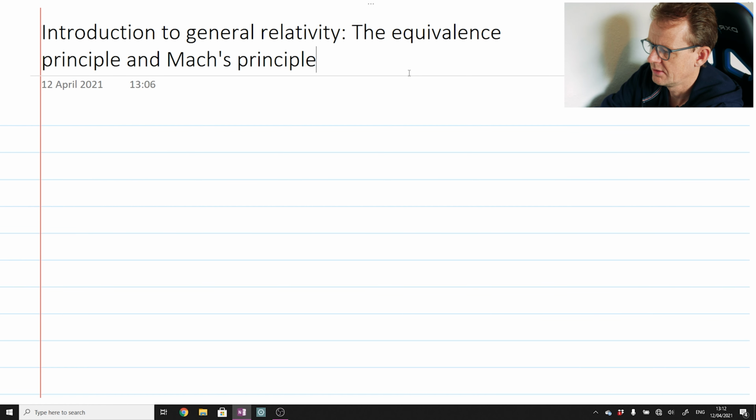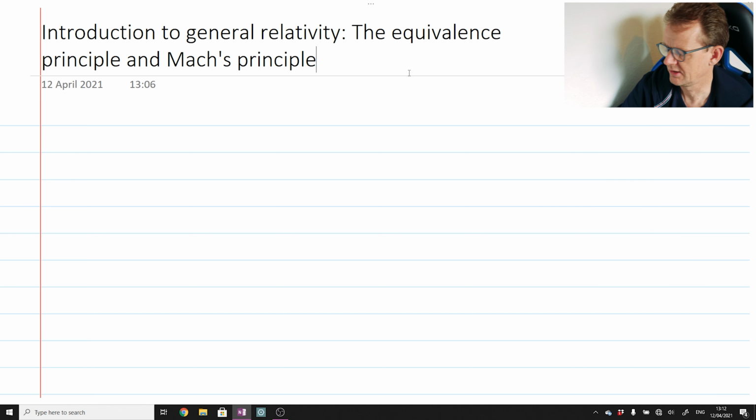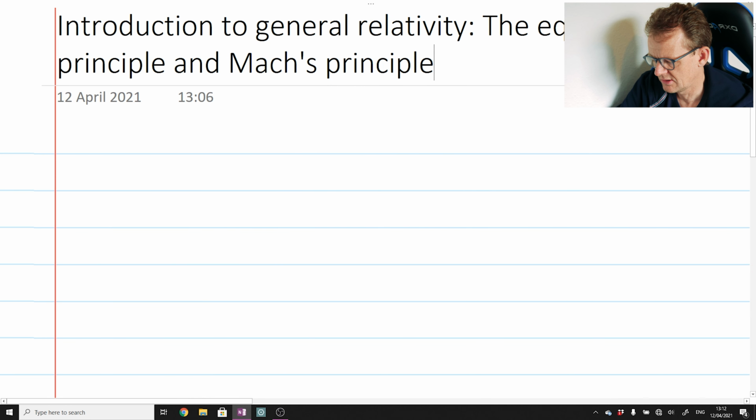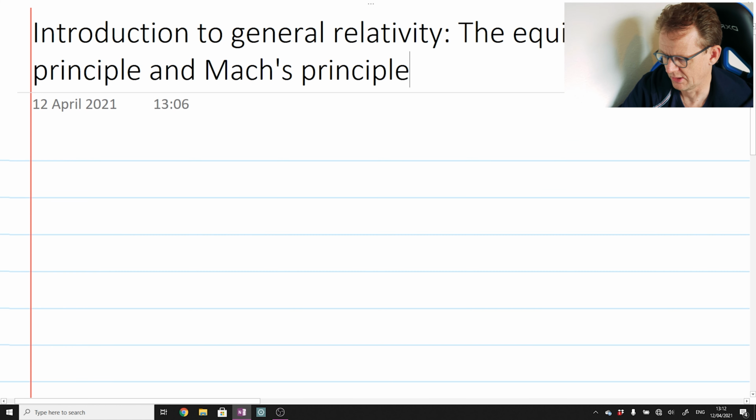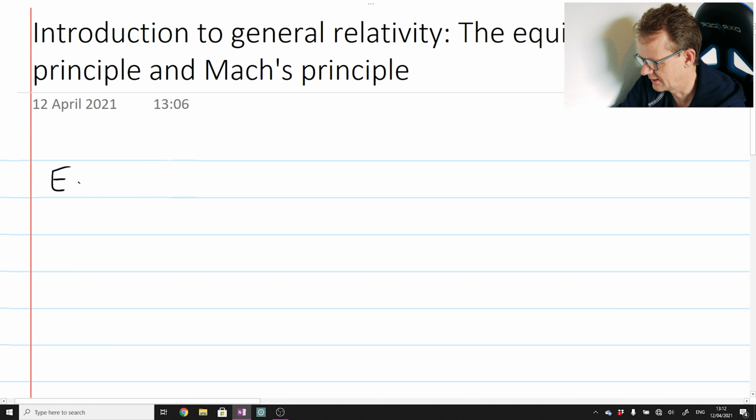So the modern formulation of general relativity consists of a large amount of mathematical formalism, but this formalism is very naturally a consequence of a couple of physics principles. And the first principle, and really arguably the most important principle underlying the formulation of general relativity, is what's known as the principle of equivalence, or Einstein's equivalence principle. So write that down.